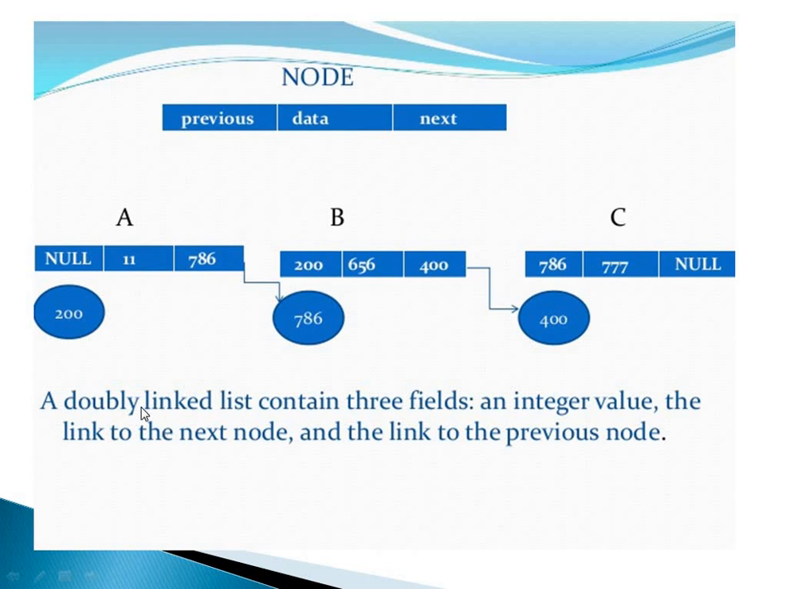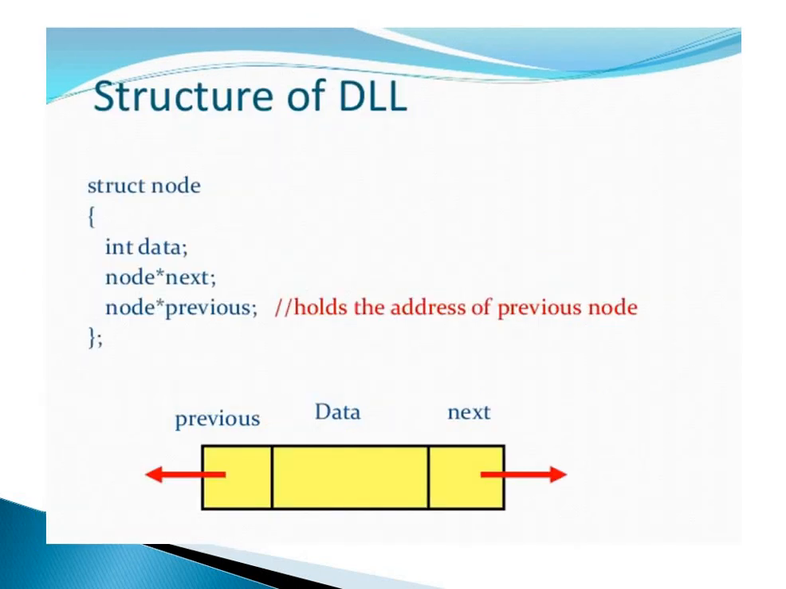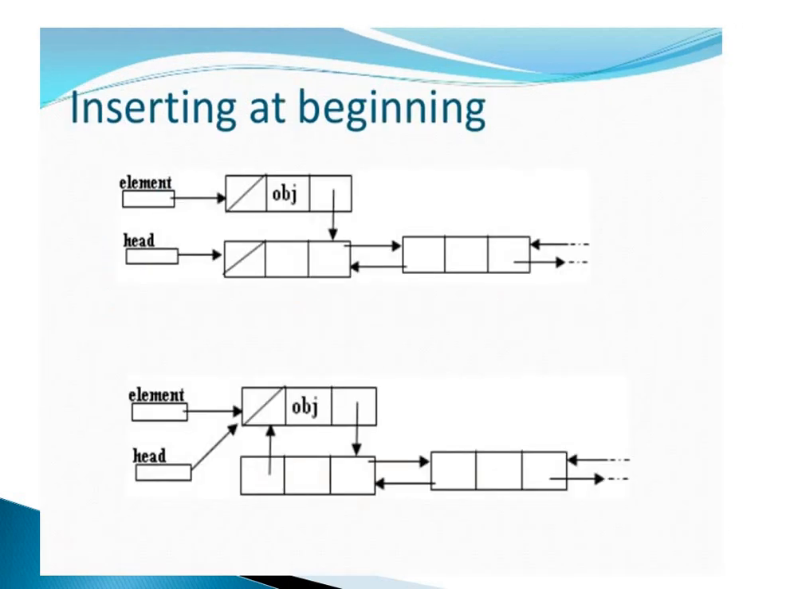So a double linked list will contain three fields: the integer value, the link to the next node and the link to the previous node. This is the structure of the double linked list, as you have seen in the diagram here, right? The previous address, next address and the data, or you can say the information field. So this is a structure. When you are creating the structure: struct node, int data, and star next and star previous. Whenever you write a program, you have to create the structure of the double linked list.